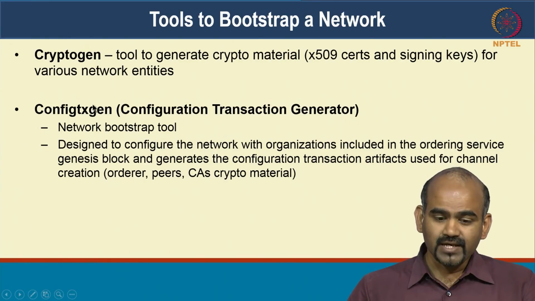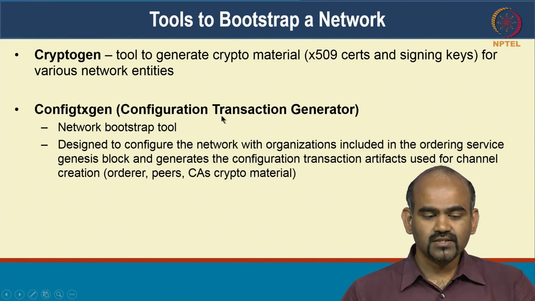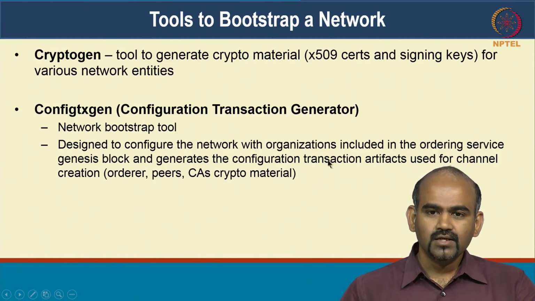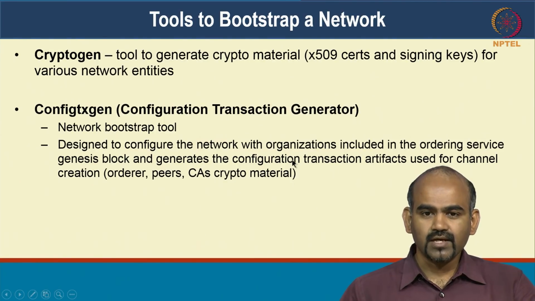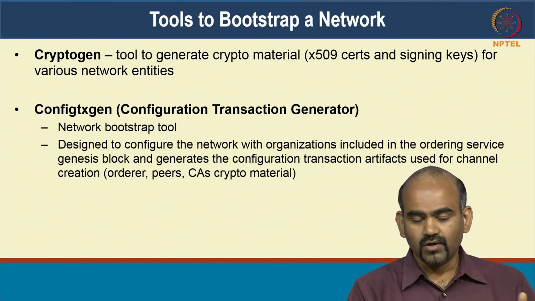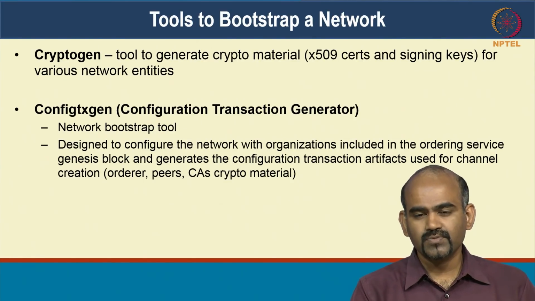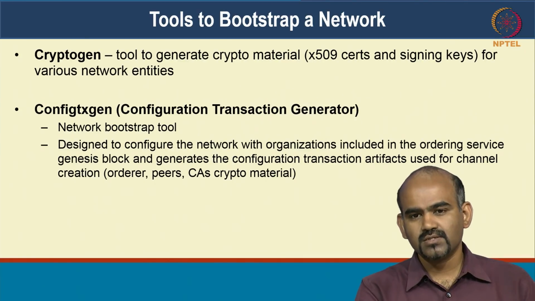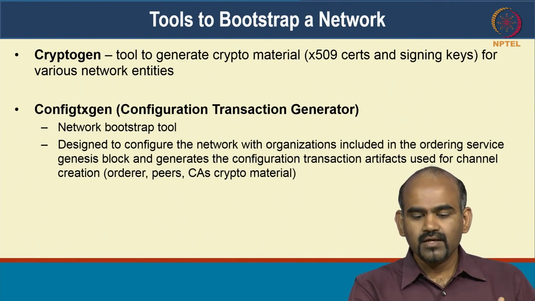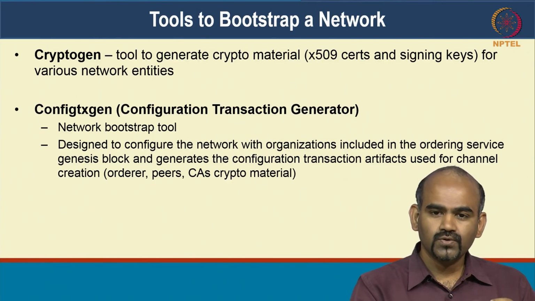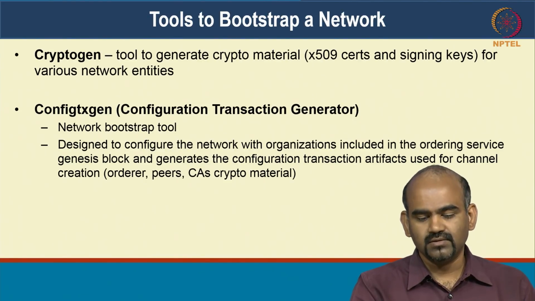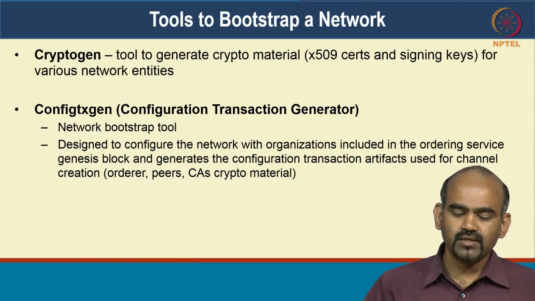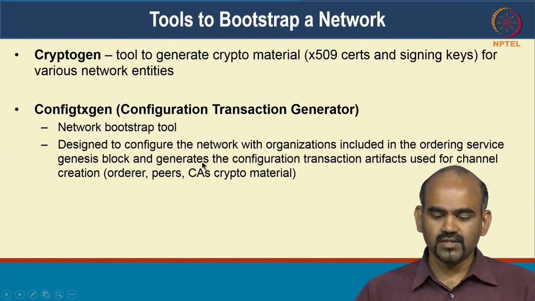Another tool is ConfigTXGen, which is the configuration transaction generator. It's network bootstrap code which is designed so that organizations can be included as part of the ordering service genesis block. So it's basically to tell the ordering service that these are the organizations that are going to be part of the network, and it generates the configuration transaction and the genesis block to create a channel. Right? So it has all the crypto material for orderers, peers, certificate authorities that are needed.